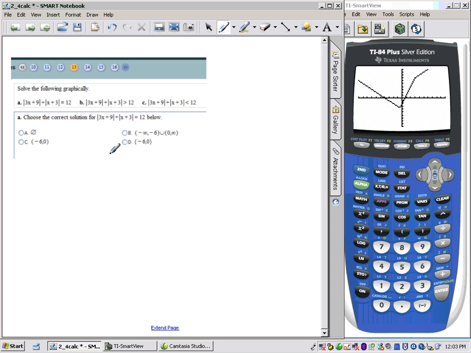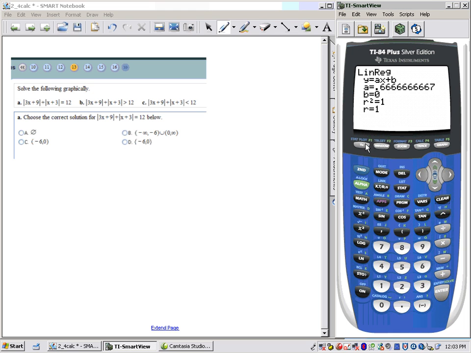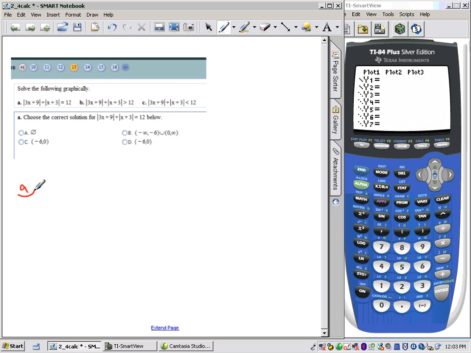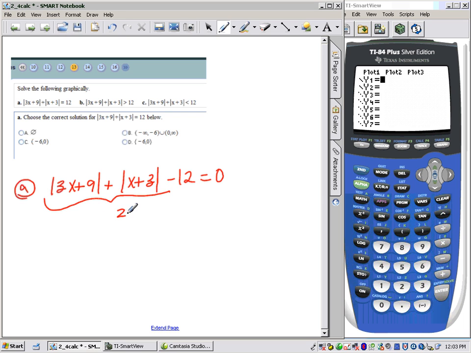Now solve the following graphically. Probably what I would do in part A is enter absolute value of 3x plus 9 plus absolute value of x plus 3 minus 12 equals 0. So I'm going to enter this whole thing in y1 and then use the 0 function to find my solutions.